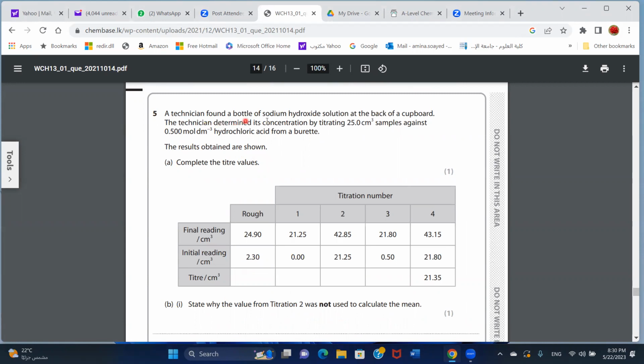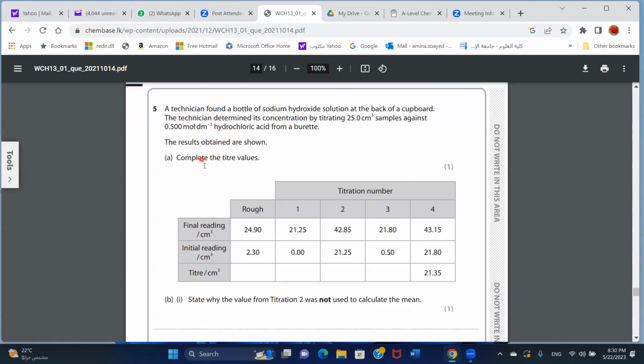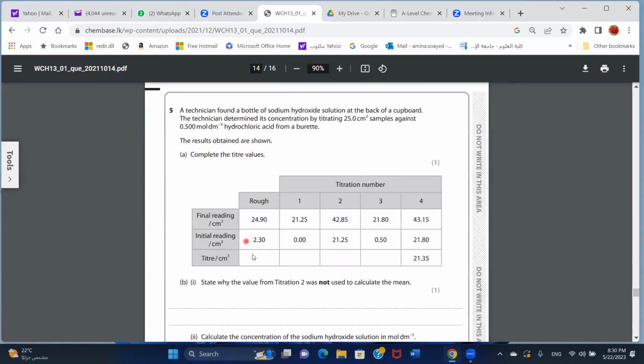A technician found a bottle of sodium hydroxide solution at the back of a cupboard. The technician determined its concentration by titrating 25 cm³ samples against 0.5 mol/dm³ hydrochloric acid from a burette. The results are shown. Complete the titre tables. For the first one, it's 22.6, because I subtract the initial reading from the final reading. Yes, excellent. 22.6. This is the rough one.